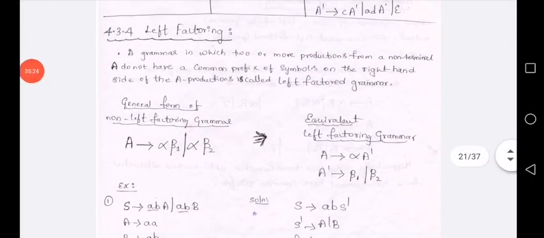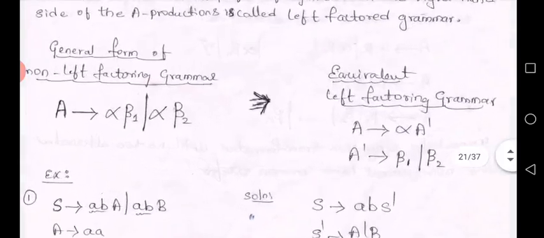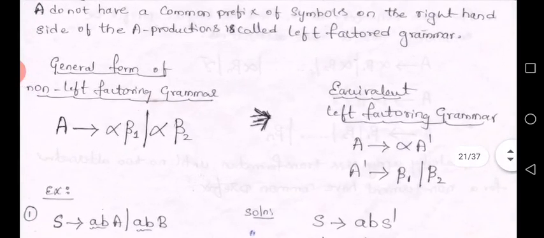We were discussing left factoring. Here we have two different forms: one is the non-left factored grammar and one is the left factored grammar. What we are expecting is the left factored grammar only. In the non-left factored grammar there are two possible values of A which have a common prefix, alpha and alpha. Beta 1 and beta 2 are different.